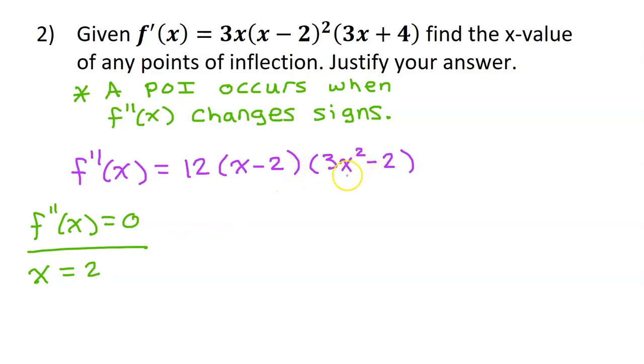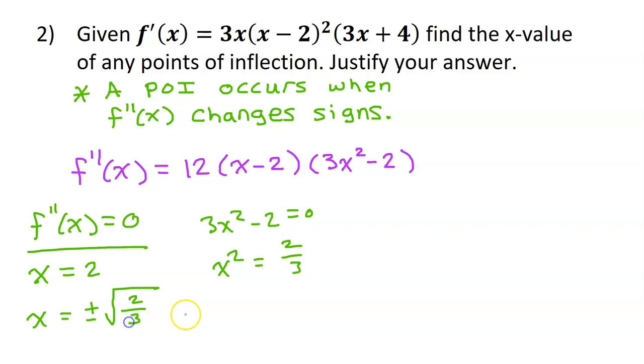And, well, okay, this one might take a little bit of extra thought. Maybe I'll do it off to the side. We have 3x squared minus 2 is equal to 0. Adding 2 and dividing by 3, we get x squared is equal to 2/3. But then we have to take the square root of both sides. So that is going to give us x is equal to plus or minus the square root of 2/3. All right, so we have 3 values to put on the number line to make the sign chart.